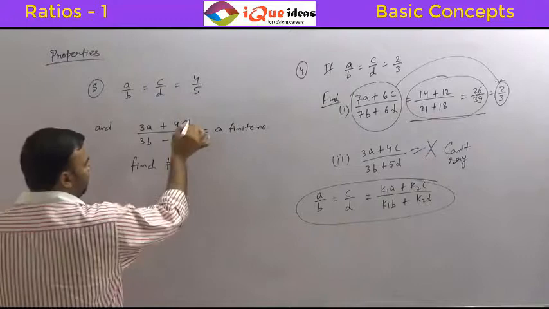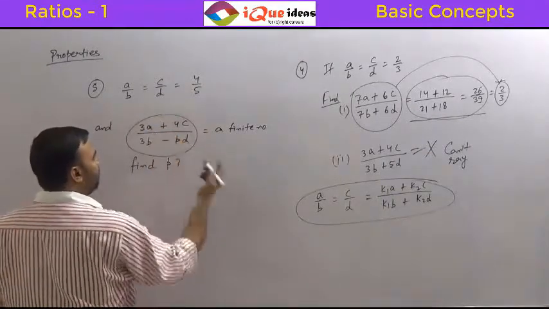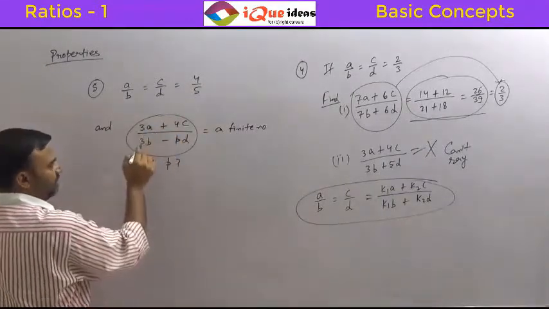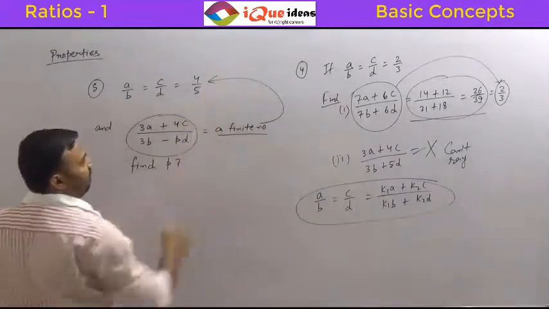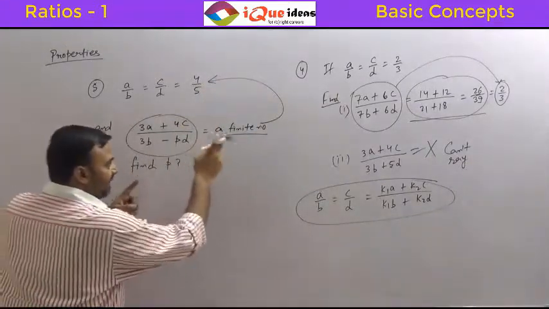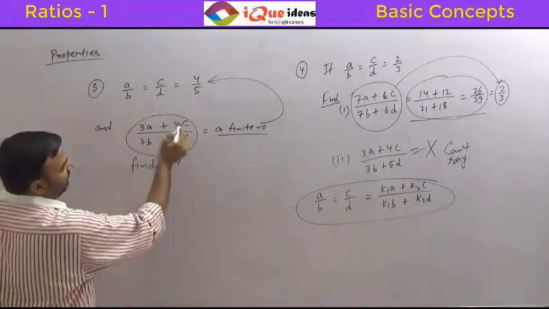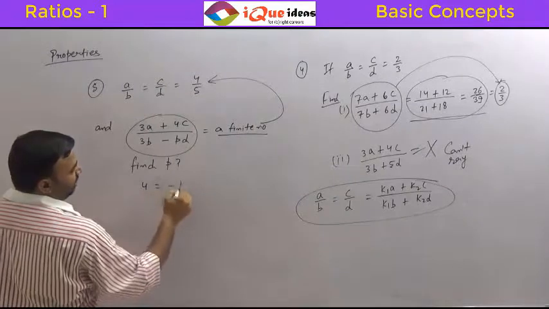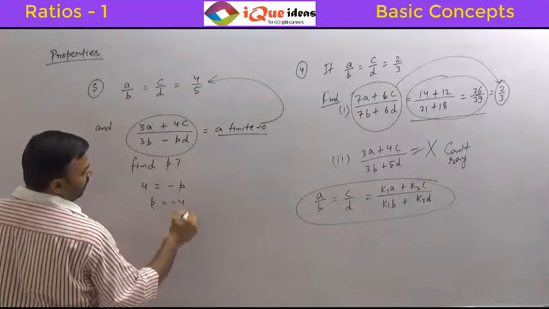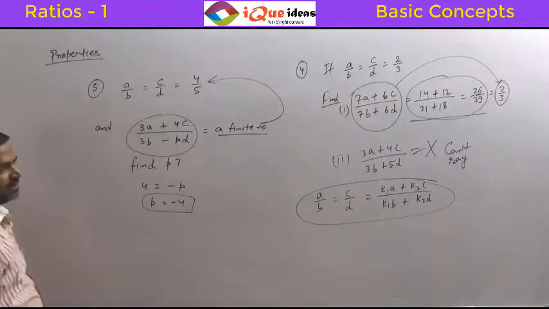Right, so see, if this is a finite number, there is only one possibility, and that is the coefficient of a and b should be same, the coefficient of c and d should be same, and that finite number should be equal to this ratio only. So if it is given that it is a finite number, then there is only one possibility: the coefficient of c should be equal to the coefficient of d. So 4 should be equal to minus p, hence p should be equal to minus 4, hence that is the answer. So this is how the questions can be asked.